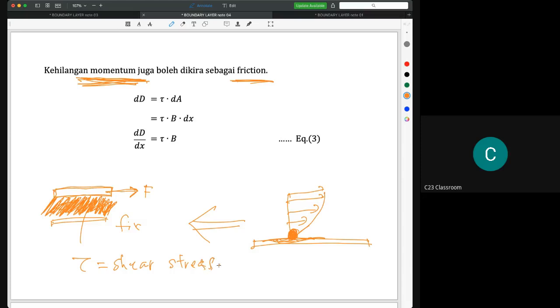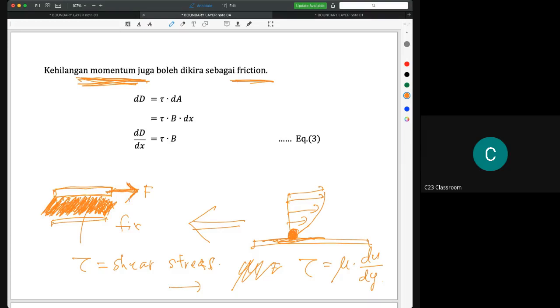Okay, shear stress. We don't always mention it as shear stress. We will call it viscosity, because dynamic viscosity is actually shear stress equal to mu du dy. We call it the viscosity effect of this liquid, which will give us resistance. So we need a certain amount of force to pull this plate.